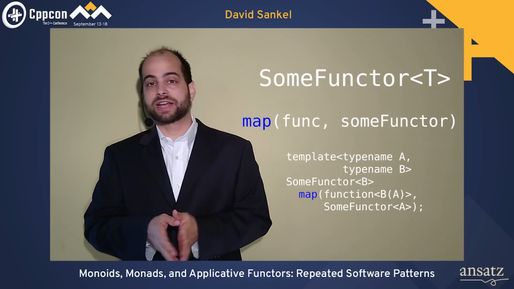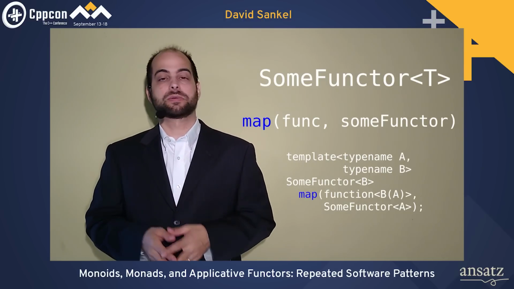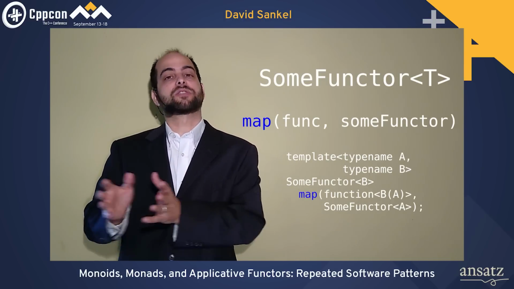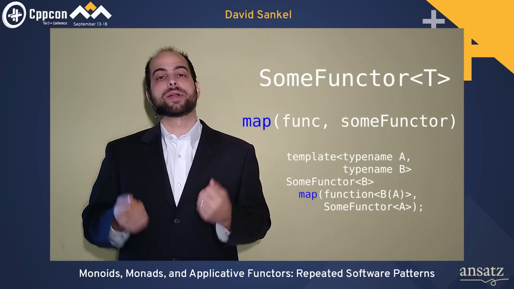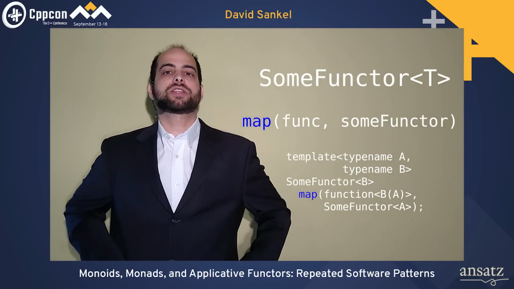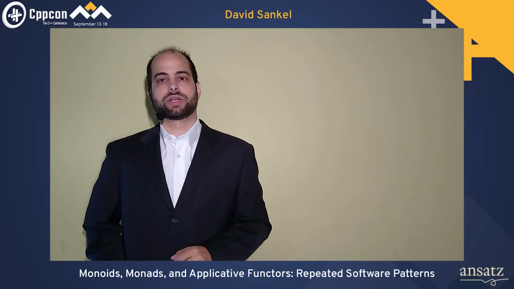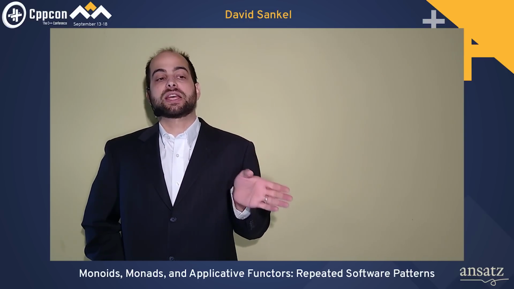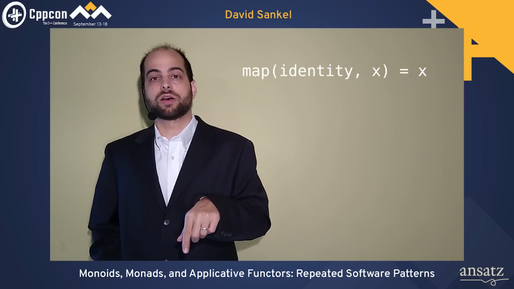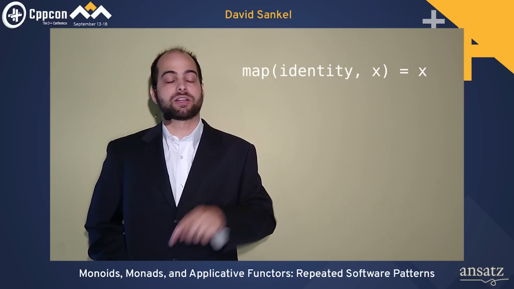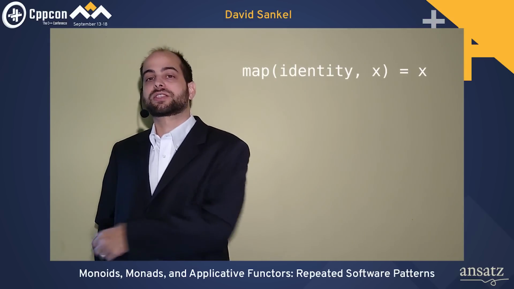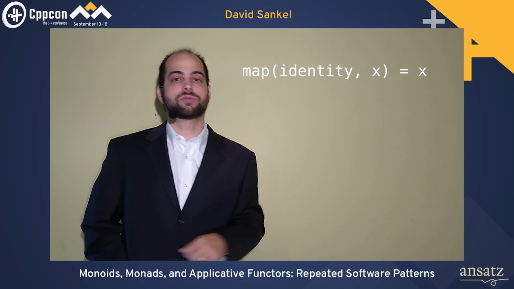Map takes in a function as its first argument, let's say from A to B, and it takes in a functor as its second argument. So let's say it's a functor of type A. And what it returns is a functor of type B. There are different rules associated with this. If you take in an identity function, a function that always returns its argument, as the first argument that you pass into map, that will not change the functor that you pass in as the second argument, because it returns the new functor.